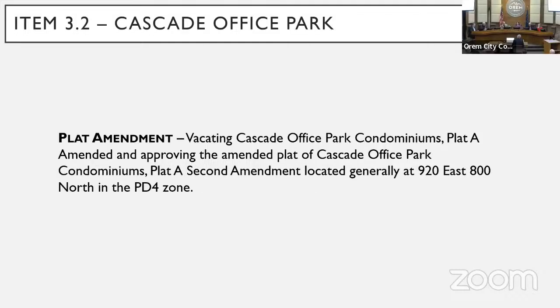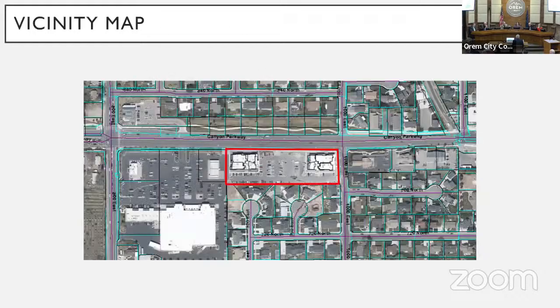Okay, item 3.2, plat amendment vacating Cascade Office Park condominium, Plat A amendment and approving the amended plat of Cascade Office Park condominiums, Plat A second amendment, located generally at 920 East, 800 North in the PD4 zone. This is also an administrative item and we will be the final approval on it.